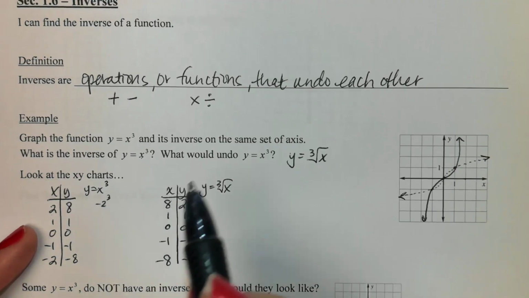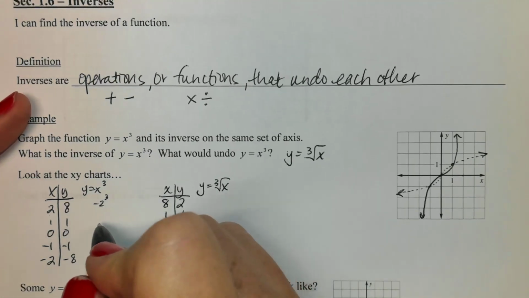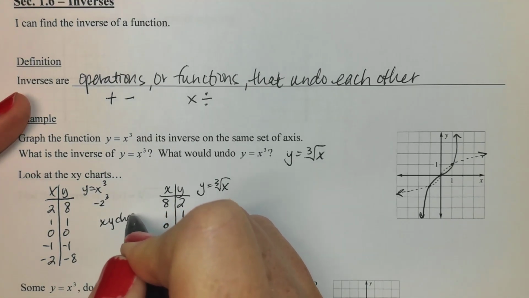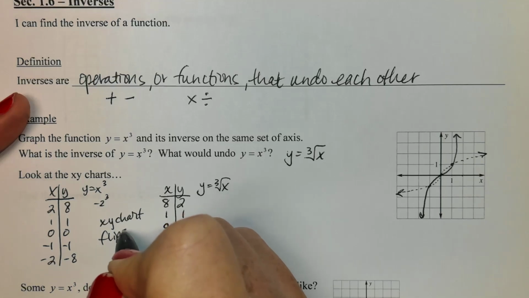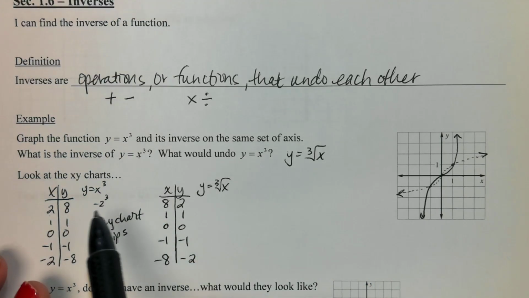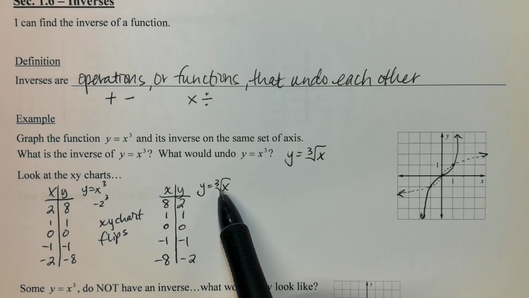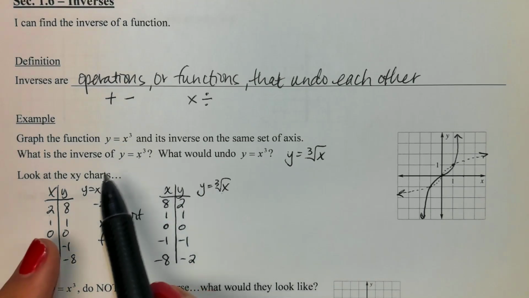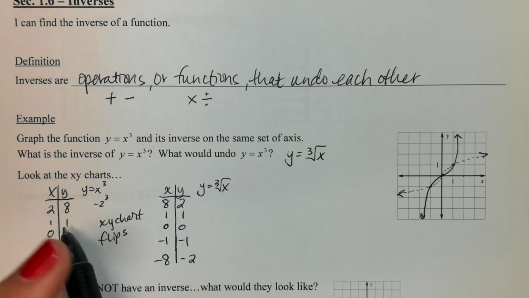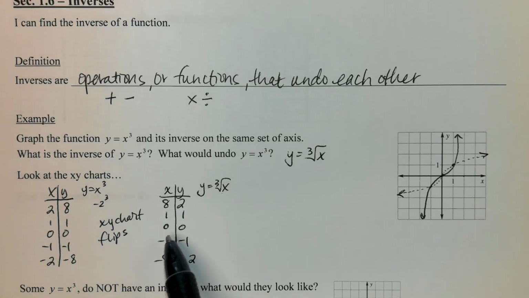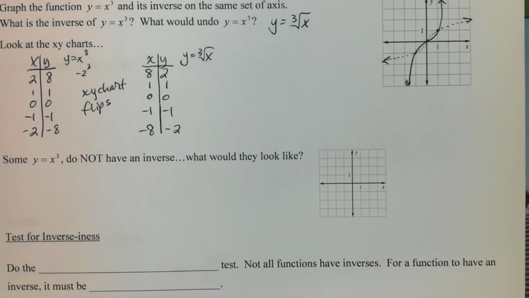So when you look at inverses, their xy chart flips. All the x's become the y's, and all the y's become the x's. So if you ever need to graph a cubed root function or a fourth root function by hand, you can actually do the xy chart for it, flip the xy chart, and then you've got all the data you need to graph.